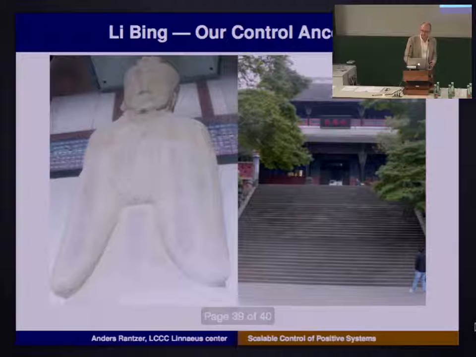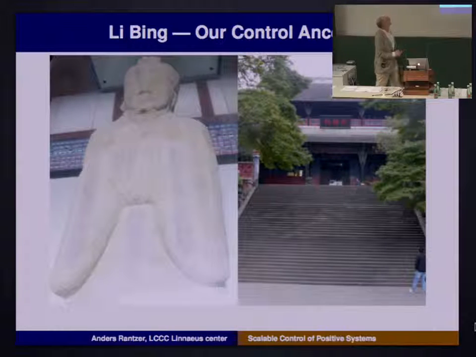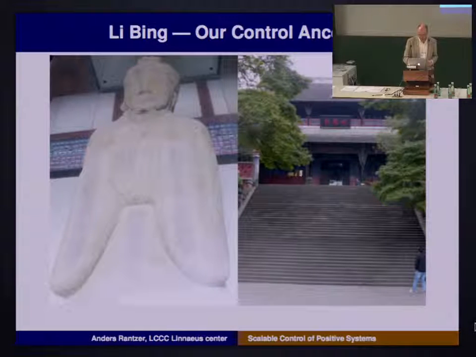So maybe I should connect back to the beginning. This is actually, if you go to Chengdu, don't miss this opportunity to look at the irrigation channel. Here they also have a statue of this control guy that was in charge of the whole project. Probably he didn't do any details, but he's still visible in this form inside this building. That was also visited by Chairman Mao at some point.